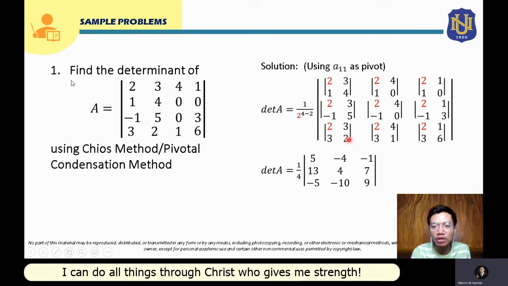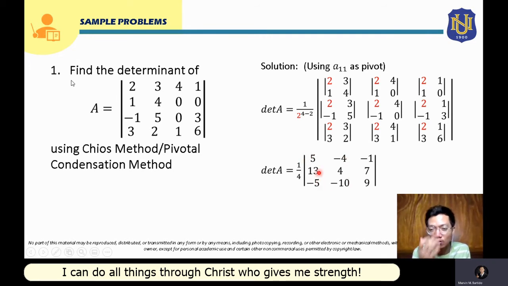And here, 2 times 2, that will be 4, minus 3 times 3, so that will be negative 5. And then we have here 2 times 1 minus 3 times 4, so that will be negative 10. And then we have here 2 times 6 minus 3 times 1, so that will be 9. So this will now be our reduced matrix.